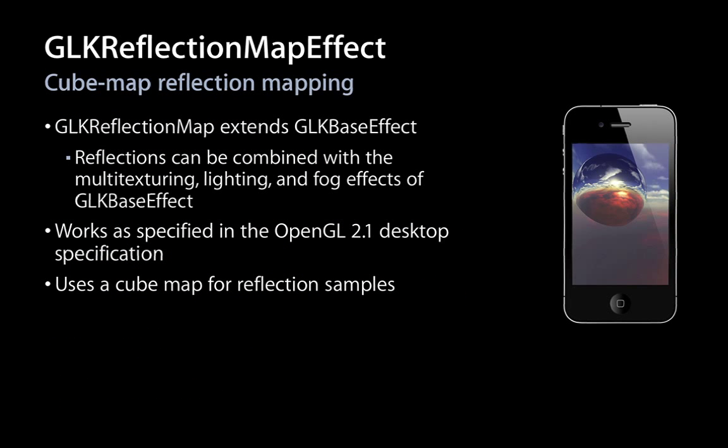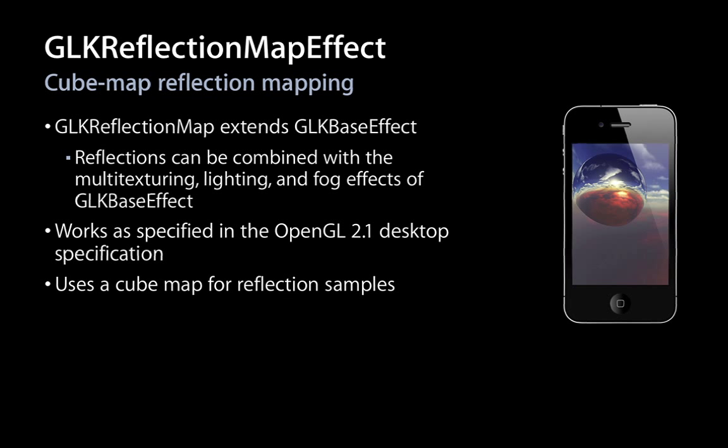Reflection map effect builds on the base effect. So we added reflections to the base effect. So everything that you had for base effect, like lighting, materials, and textures, multi-texturing, are still available to you. It's basically a subclass of the base effect. You can set them as you did before. And on top of that, it adds reflection mapping, cube map type environmental mapping.